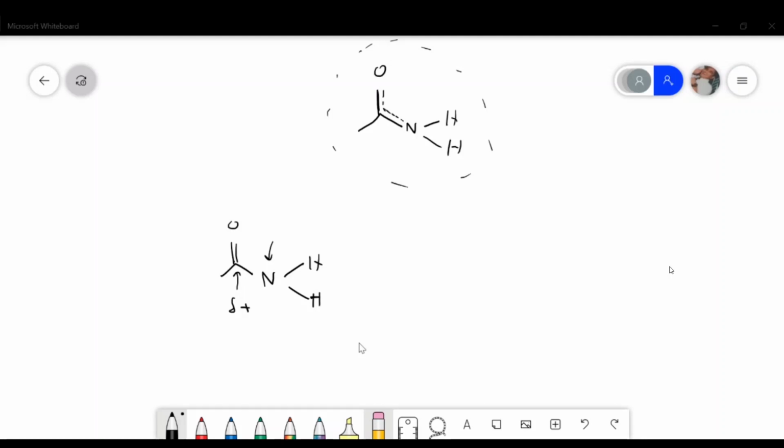Do you guys understand why? Is that logical for you, thinking about why the reactions for amides would theoretically take place at those two spots?